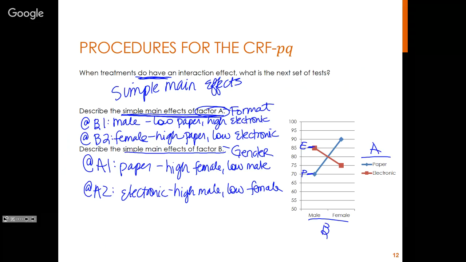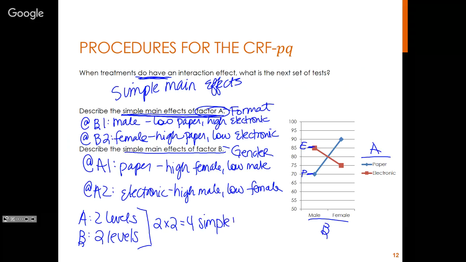So how many levels of factor A did we have? A had 2 levels. And how many levels of B? 2. So when we look at simple main effects, we should have 4. 2 by 2 equals 4 simple main effects. Yes. Do you understand the difference between a main effect and a simple main effect? Pretty good. Okay.